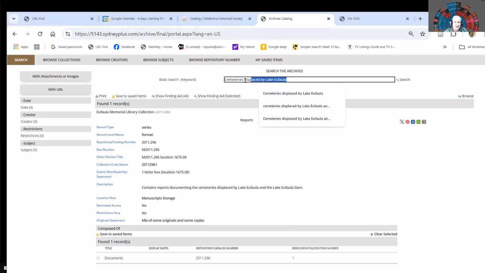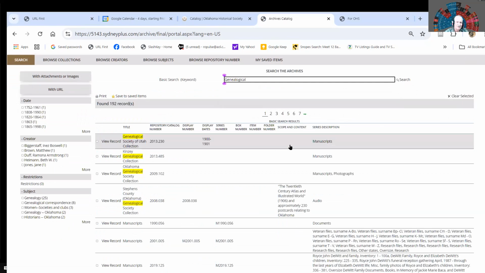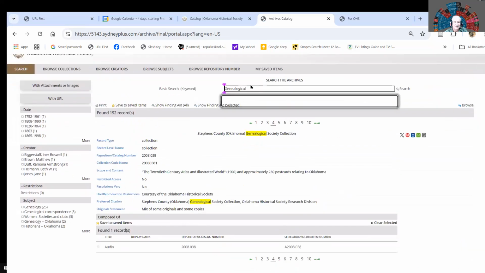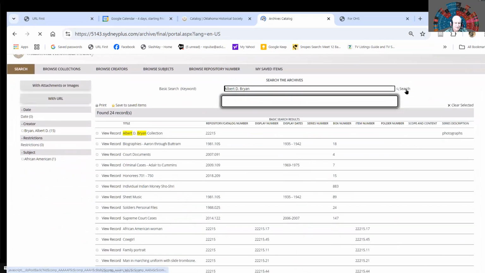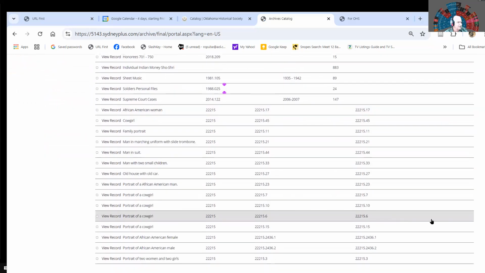Just for the heck of it, I threw in genealogical to see what titles are genealogical. And there's quite a bit. I mean, they've got all kinds of records, and look at the numbers across here. So they've got quite a bit. The Bryant collection of photographs, which someday will be scanned and available to the public, is there. It's all negatives.